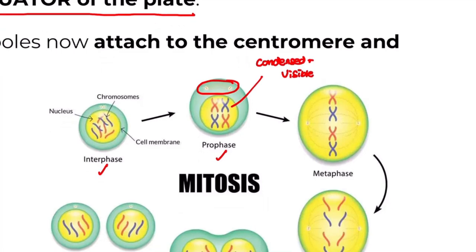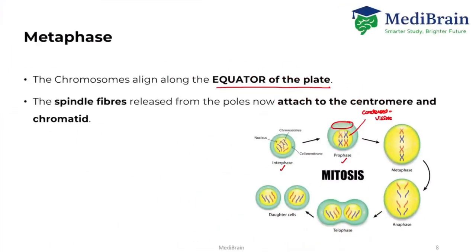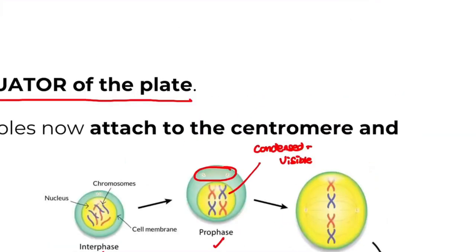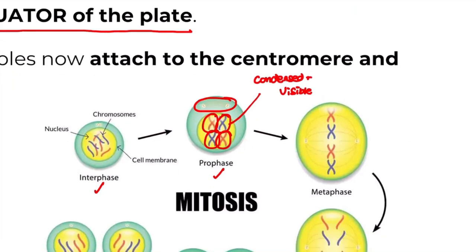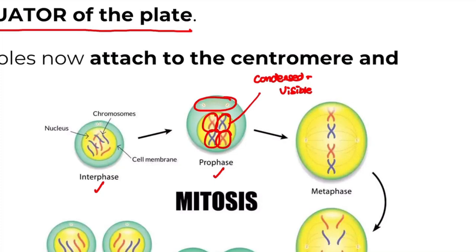Now, in metaphase, what happens? If we think about it, the equator is literally the middle. The chromosomes, as you can see, are just random at the moment. These chromosomes are just randomly placed, in like a circle shape there. But the chromosomes will line up in a straight line at the equator of the cell.